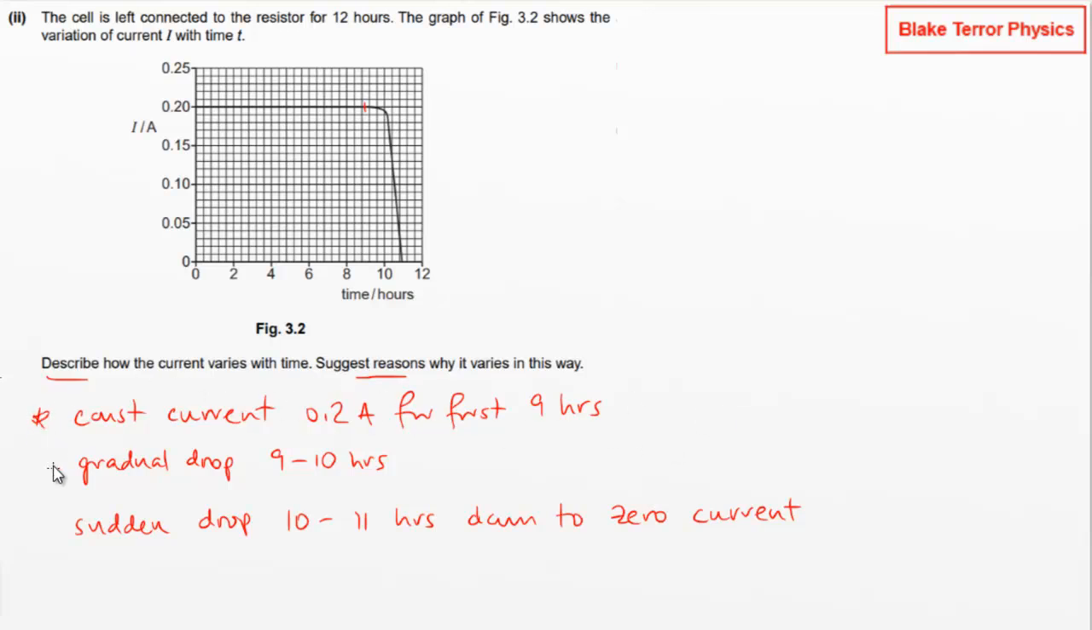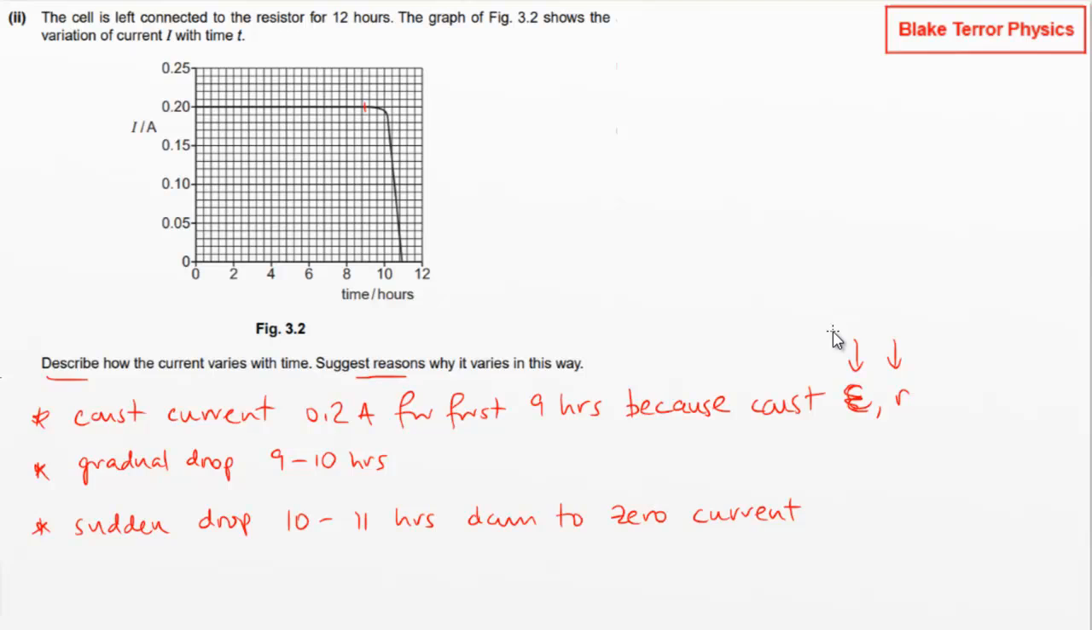So for each one of these areas that we've identified, each one of these domains on the graph, we want to have a reason. So why have we got a constant current for the first 9 hours? What is determining our current on all of this? Well, we're going to need to have constant cell properties. So we can say that this constant current is because we've got a constant EMF and internal resistance. Of course we can write those out in words, but if our EMF and our internal resistance haven't changed, then we're going to get the same current coming out of the cell.